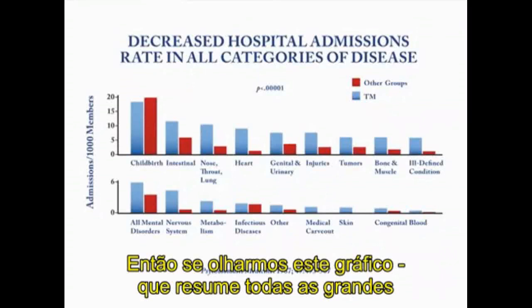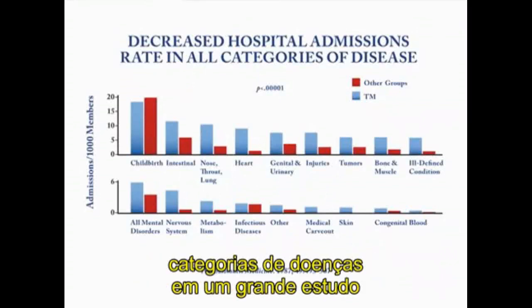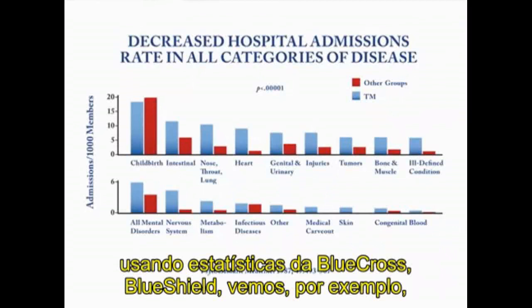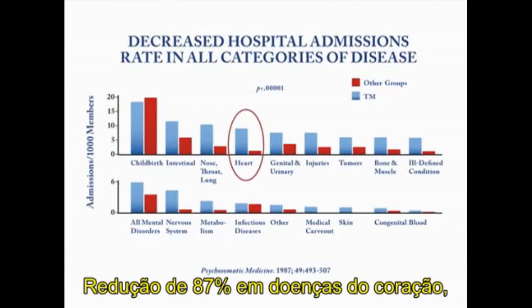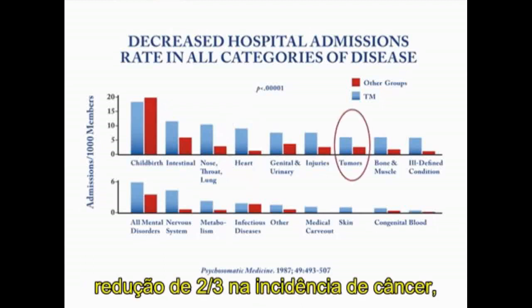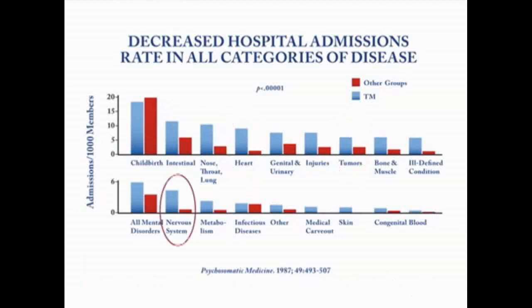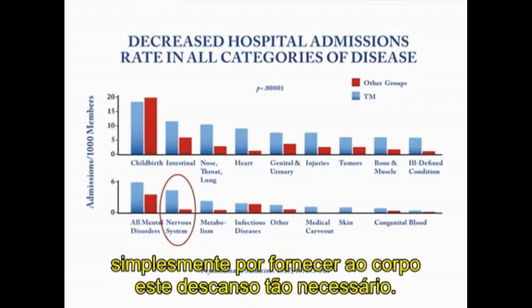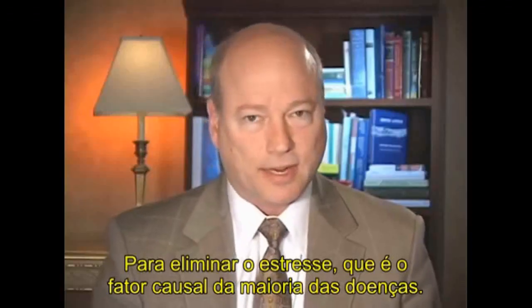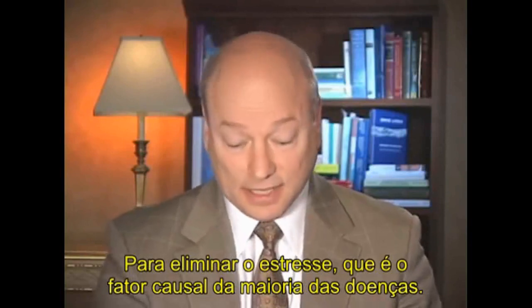So if we look at this chart, which summarizes every major category of disease, in a major study using Blue Cross Blue Shield statistics, we see, for example, 87% drop in heart disease, two-thirds drop in the incidence of cancer, 93% reduction in diseases of the nervous system, and so forth, simply by providing the body this much-needed rest to eliminate the stress that is the causative factor in the majority of disease.